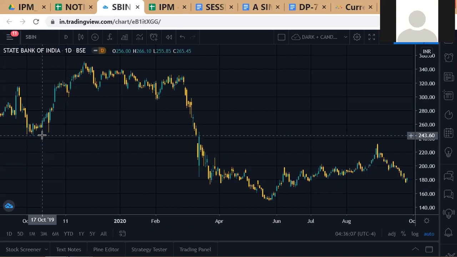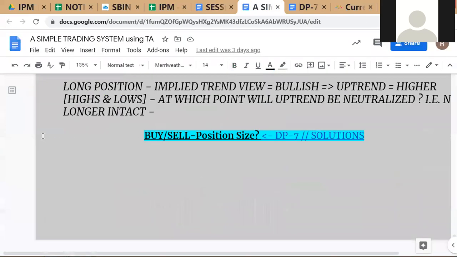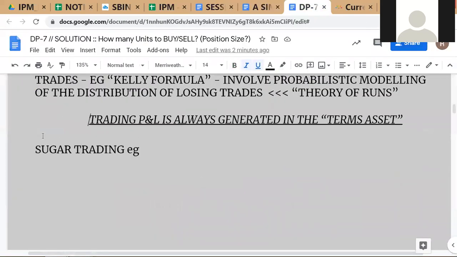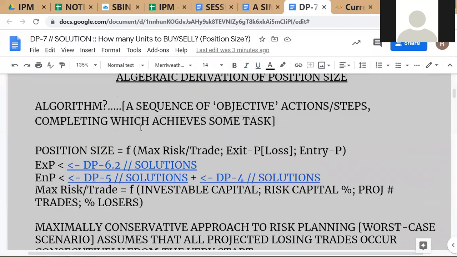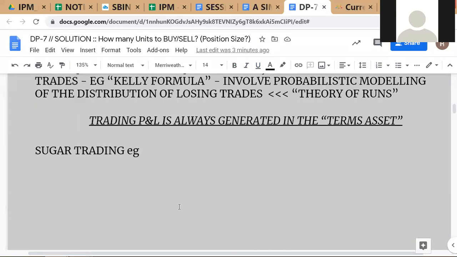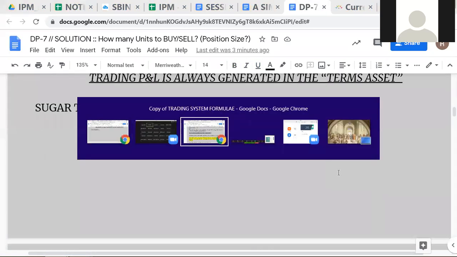Okay, all right. So we are talking about the trading context, which is always, remember, whenever you're trading in a market, it can only have two assets. One of them will be the terms asset, and trading is always, and P&L is always generated with the terms asset. And so what we discovered yesterday is from all this stuff, we rewrote this stuff here, and we wrote it like this.